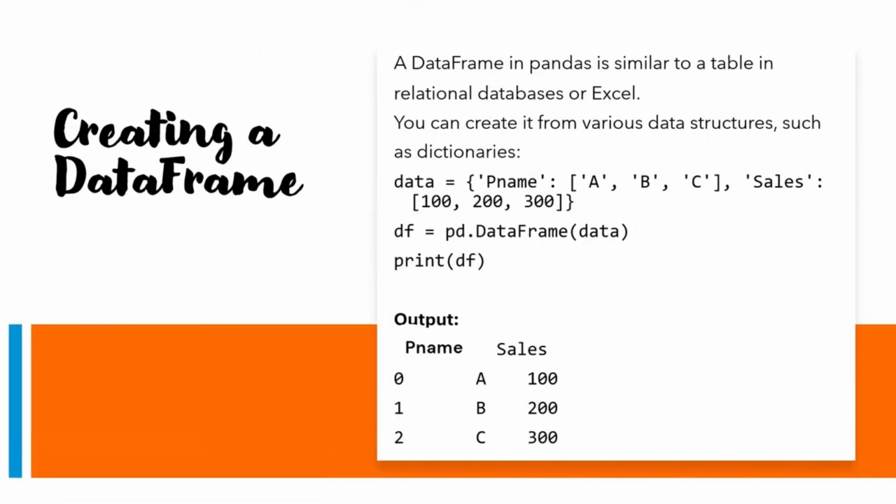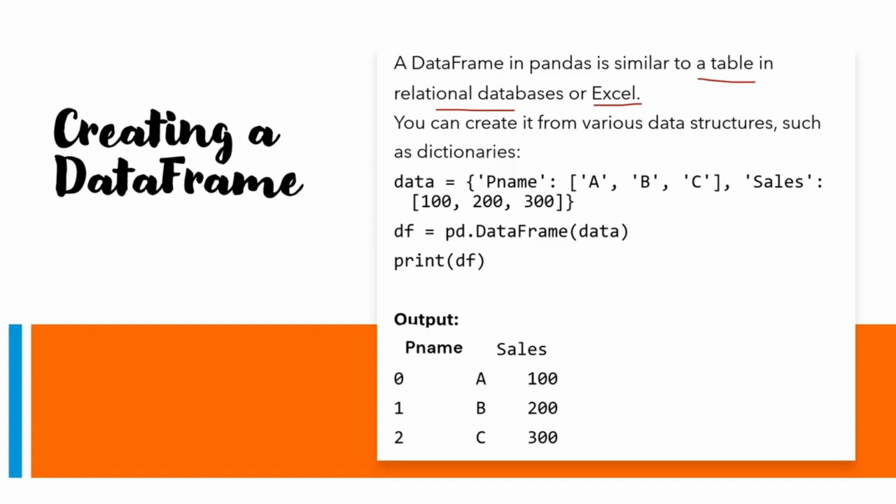As I have already said, a data frame in Pandas is similar to a table in a relational database or Excel. Creating a data frame is very simple. You can create it from various data structures like lists, arrays, dictionaries, CSV files, Excel files, or even SQL databases. The first step in creating a data frame is importing pandas by using import pandas as pd.